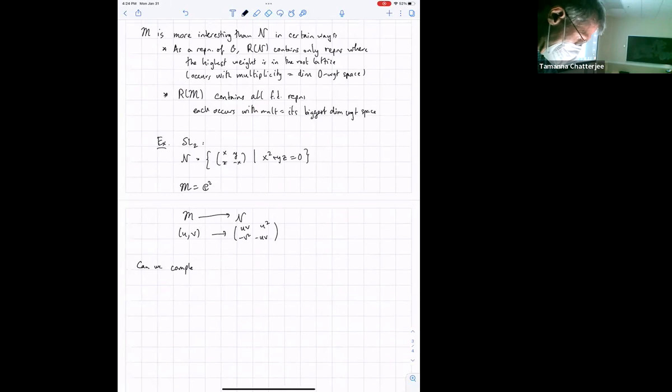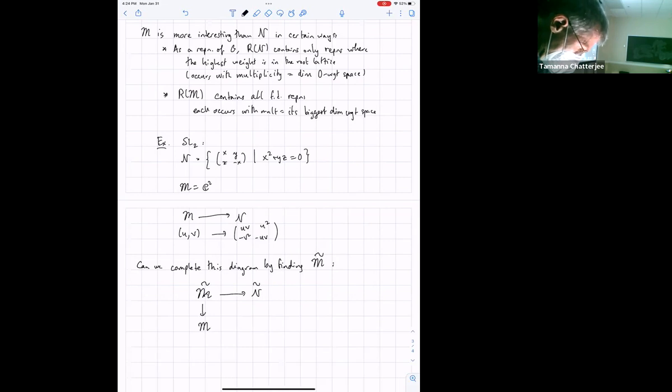So the question is, can we complete this diagram by finding M tilde? So we'd like something where we had... I'm not sure about my font here.